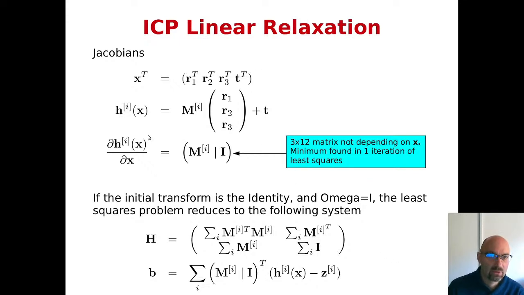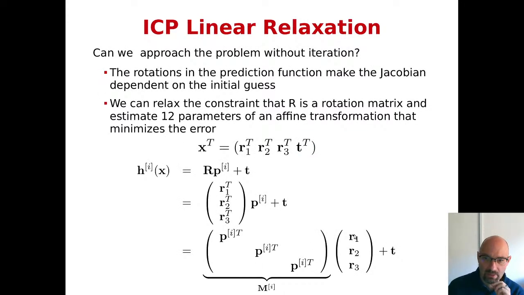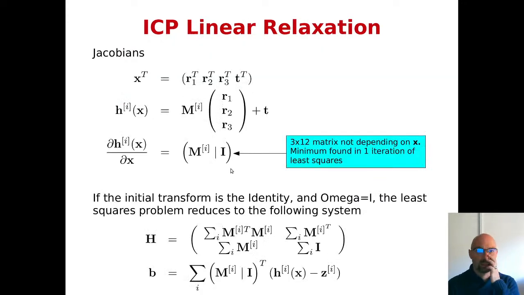Accordingly, the Jacobian of this object here with respect to R will become just Mi, and with respect to T will become the identity. And this is what we find in the next slide. So we rewrite the error function highlighting the role of M, and the error function becomes the following, and the derivative of this function will become M for the components that are related to the rotation part, and the identity for the components that are related to T.